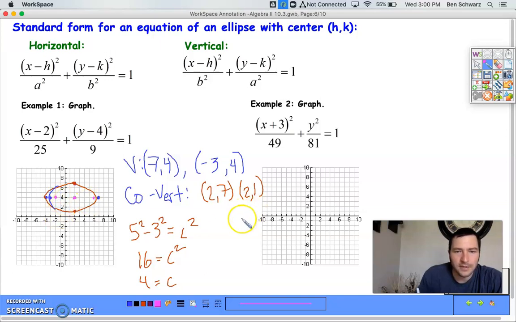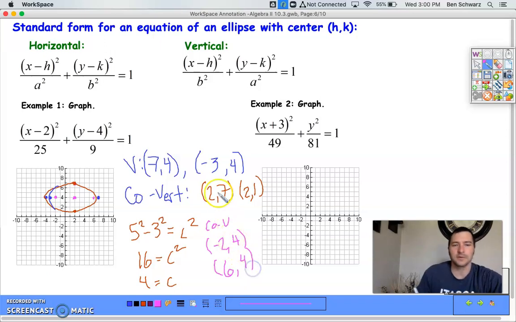So those would be at negative 2, 4 and 6, 4. And that's where those are at. Okay, so just so you know how to find those things.